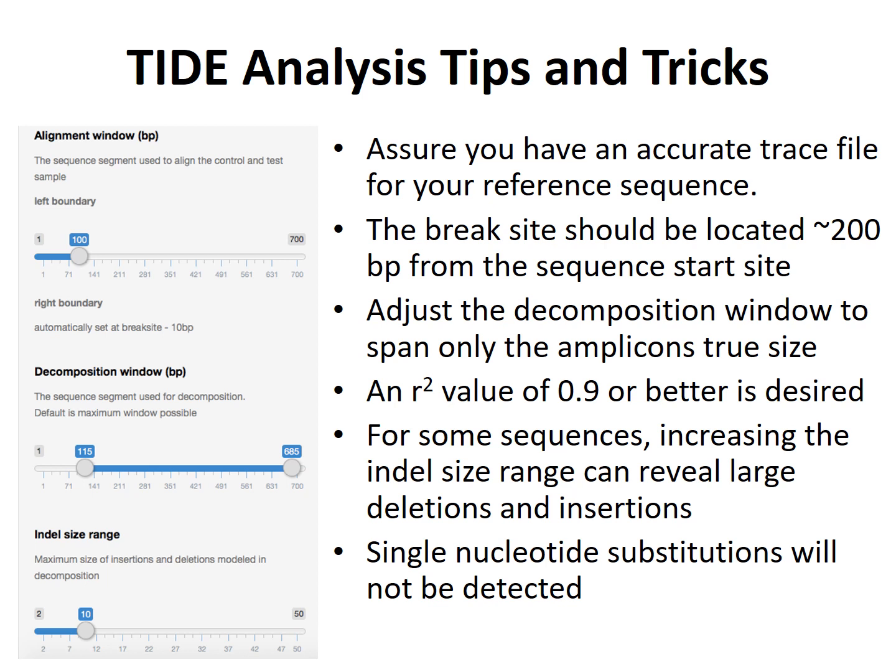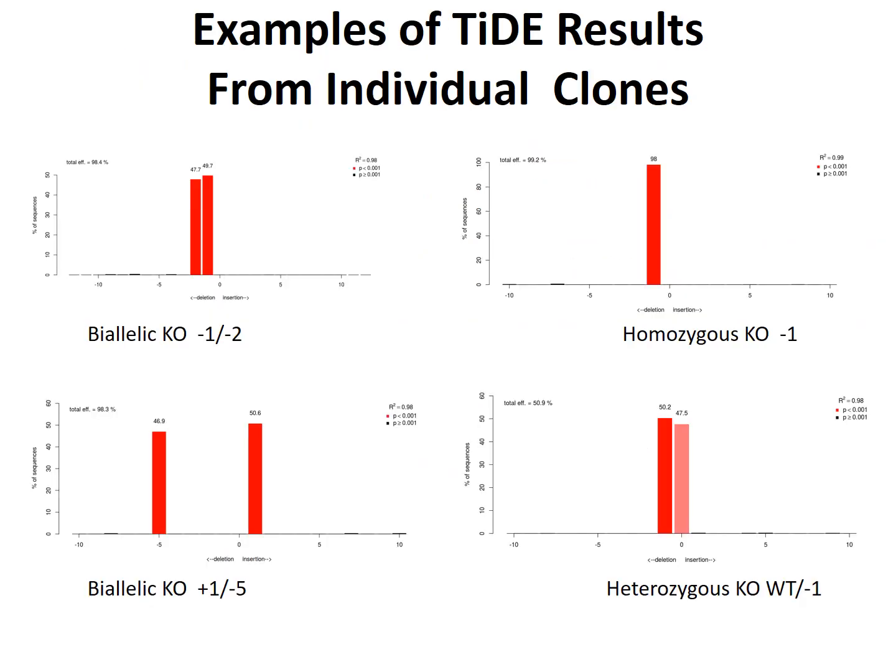And then finally, for some sequences, as I mentioned earlier, increasing the size range can reveal large deletions or insertions. But the one thing this can't do is discern single nucleotide substitutions within your population of cells. So that has to be done by straight sequencing. That might actually come up when you compare your trace file to your reference sequence.